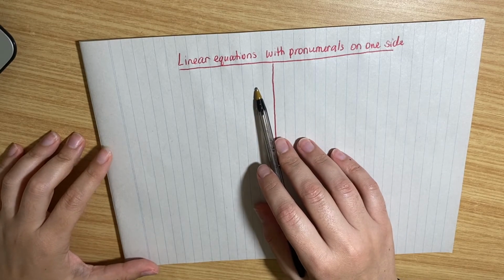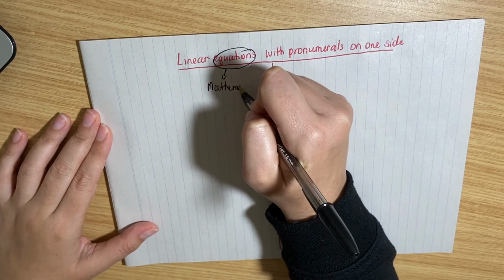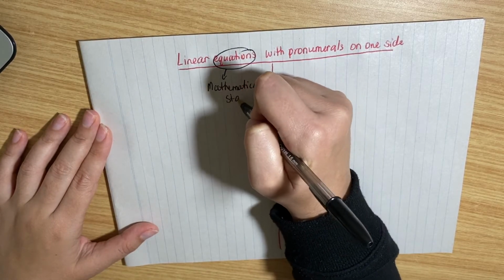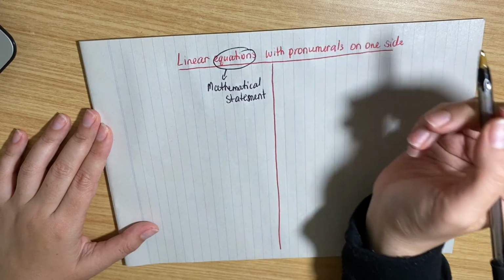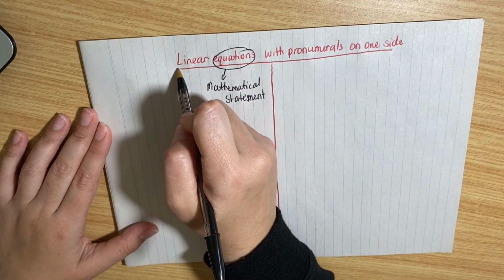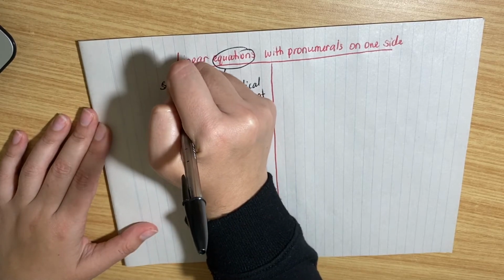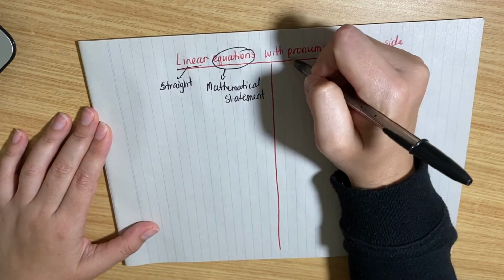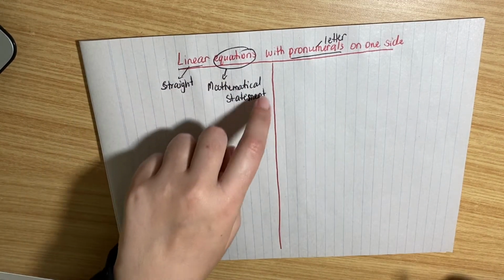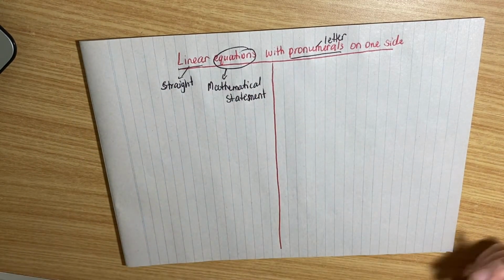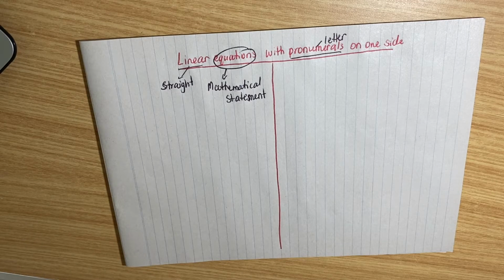Okay, so an equation is a mathematical statement. I just want to break down the words for you because sometimes they sound very complicated, but they mean something very simple. So equation is a mathematical statement. Linear literally just means straight. And a pronumeral, remember, means a letter. So it's a straight mathematical statement with a letter on one side. That would be the long way of saying it. The short way of saying it would be linear equations with pronumerals on one side.